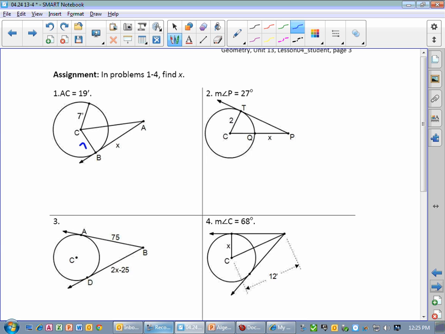We're also told AC is 19. So I say, well, AC is 19. Nothing else is given. So then I go back to my theorems and I say, doesn't that make AB 19? No, it doesn't. But AB is tangent and CB is a radius, so that's a right angle. Notice our second theorem only applies for 2 tangent lines, not one tangent and one going to the center. Gotta be careful there. So now we can use the Pythagorean theorem to figure out x.